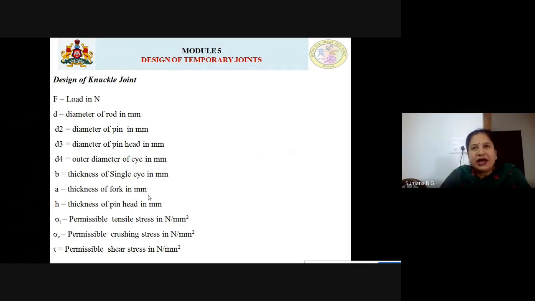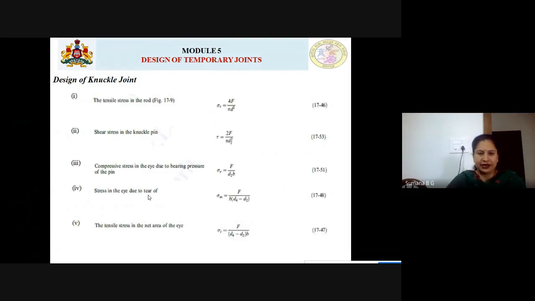Coming to the parameters of the design of the knuckle joint: capital F equals load in Newton, d is the diameter of rod, d2 diameter of pin, d3 diameter of pin head, d4 outer diameter of eye, b thickness of single eye, a thickness of fork, h thickness of pin head, sigma t is permissible tensile stress, sigma c permissible or allowable crushing stress, and tau permissible shear stress. These are some of the standard notations used in the design of the knuckle joint.